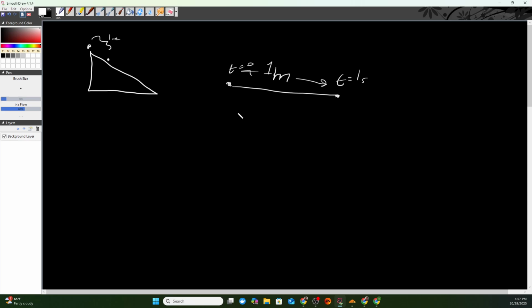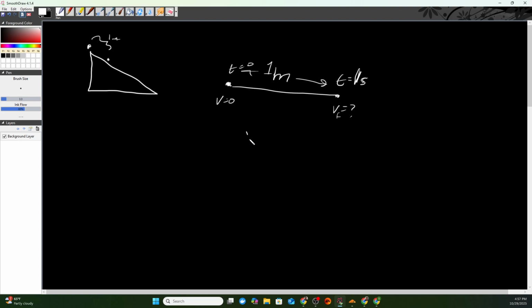Now, the best way to do this, if you're doing it without an equation, is to ask: how do I cover 1 meter if I start from rest? So my velocity here is 0. Here I don't know what the final speed is, but I do know the time is 1 second. So how do I figure this out? Well, there is an average velocity equation that you could use.